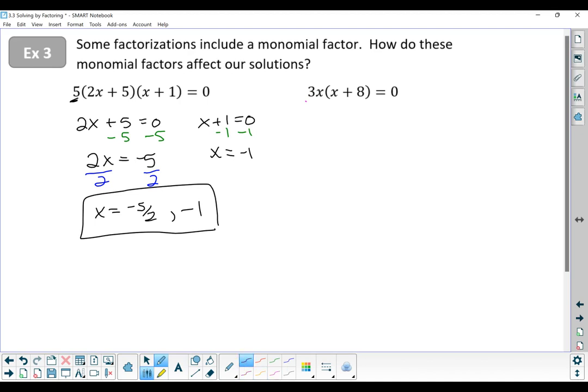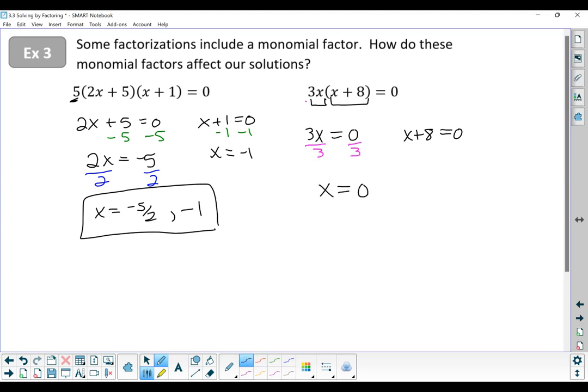So this has two factors, or two x's. I have one here and one with this 8. Each of those contributes an answer, and we set each of those equal to 0. And you can keep the 3 with the x if you want and think about dividing it here. But the 3 is not going to affect the answer.